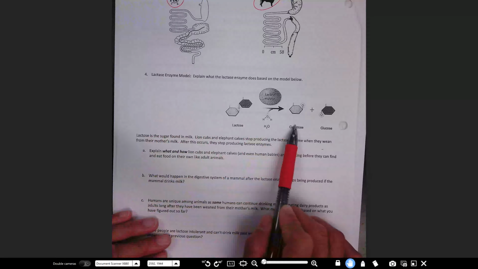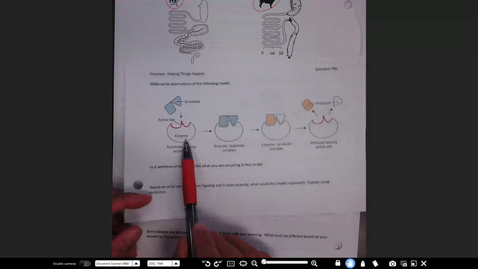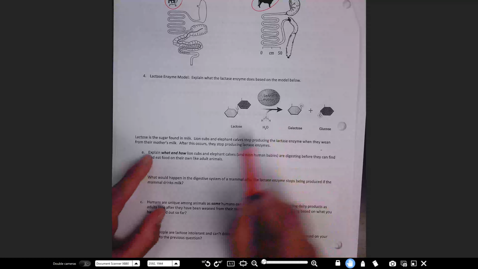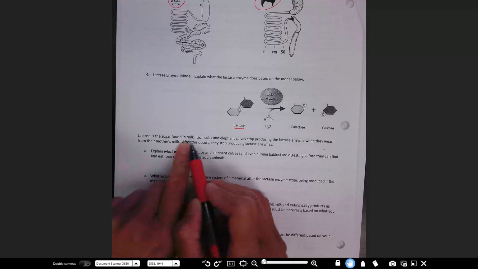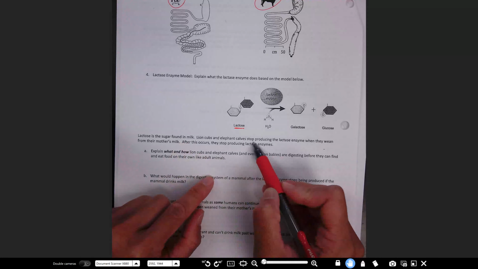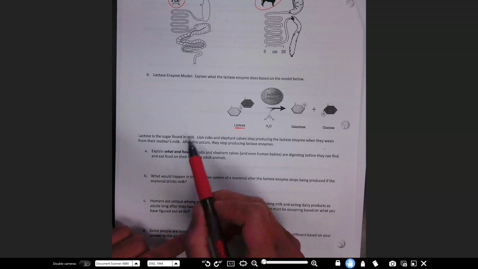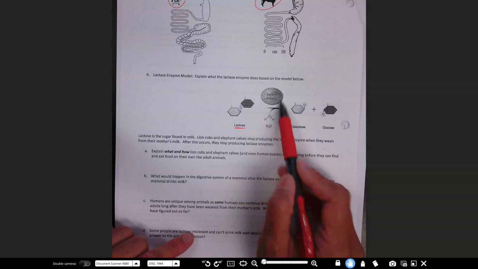Okay, so that's that. This next part is about something called a lactase enzyme. So again, what an enzyme does is it can either take something and break it apart, or sometimes it goes the other way too. So lactose, which is right here, is a sugar, and it's found in milk. Lion cubs and elephant calves stop producing the lactase enzyme when they wean from their mother's milk. After this occurs, they stop producing this lactase enzyme. So you can see this lactase enzyme is here.